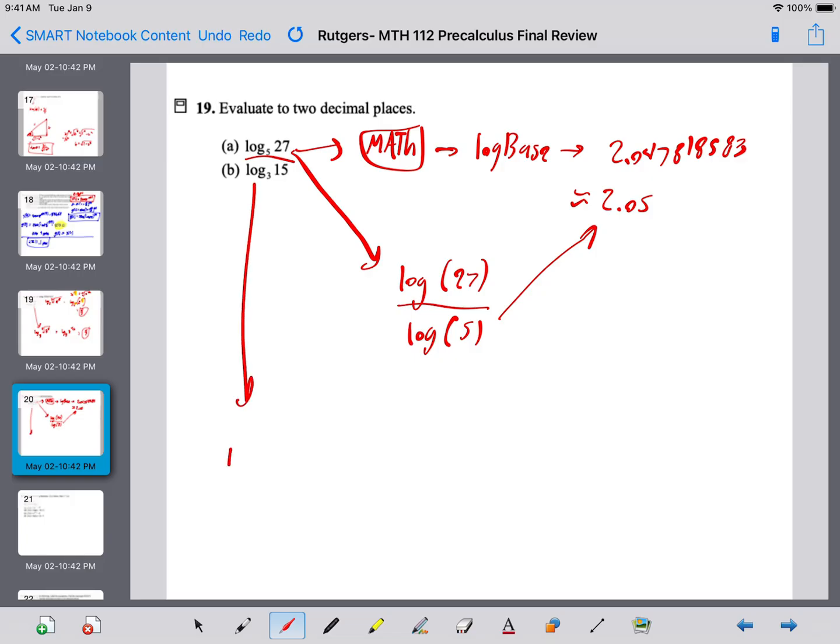So let's do that here. Let's do log of 15 divided by log of 3, because it's log of your argument over log of your base. And you end up getting approximately 2.46. All right, that's question 19.